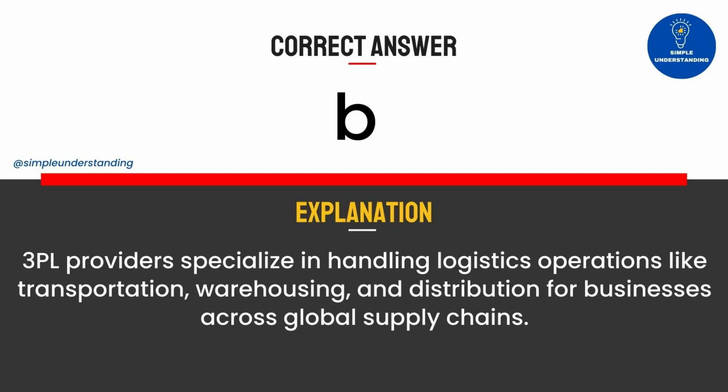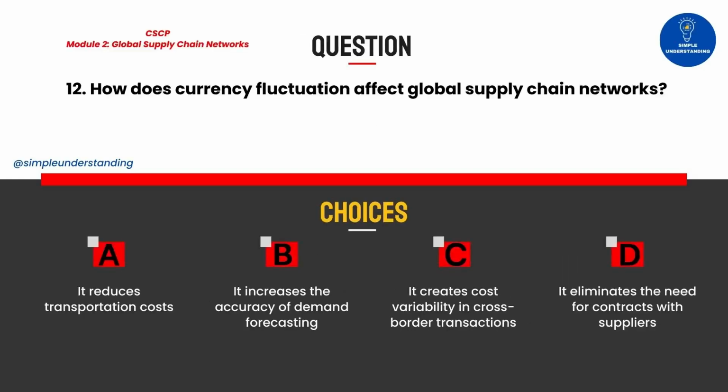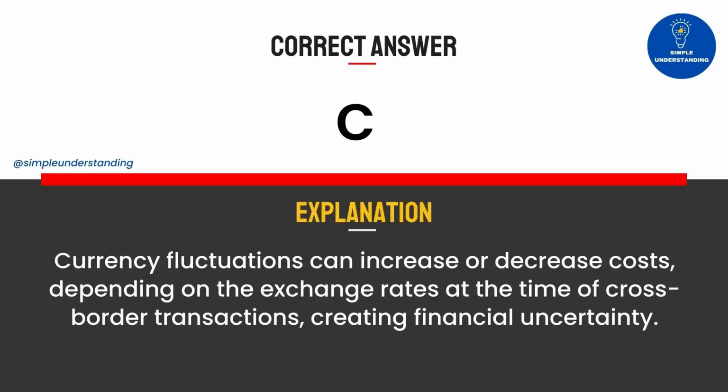supply chains. 12. How does currency fluctuation affect global supply chain networks? A. It reduces transportation costs. B. It increases the accuracy of demand forecasting. C. It creates cost variability in cross-border transactions. D. It eliminates the need for contracts with suppliers. Correct answer: C. Explanation: Currency fluctuations can increase or decrease costs, depending on the exchange rates at the time of cross-border transactions, creating financial uncertainty.